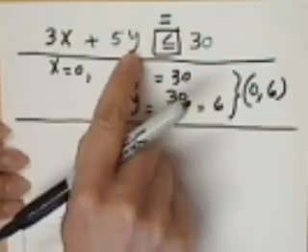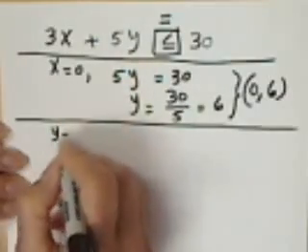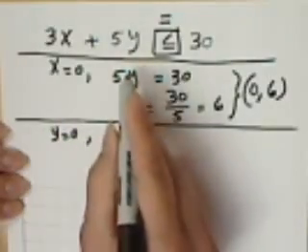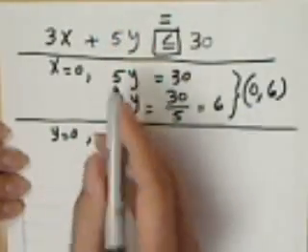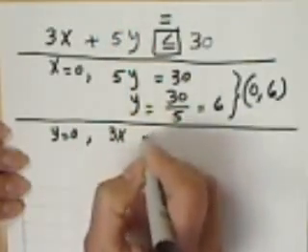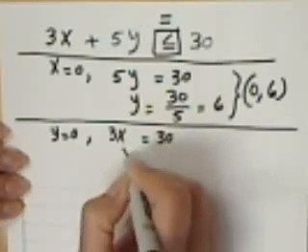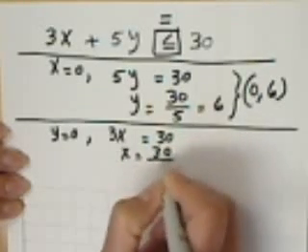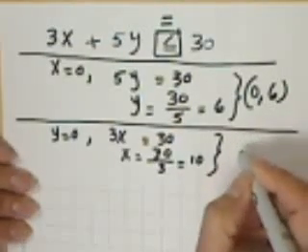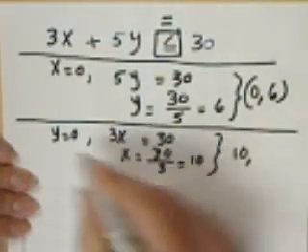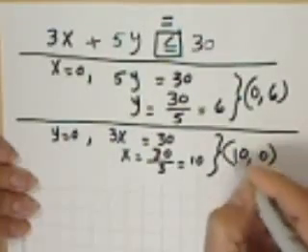Now you will set y equal to 0 and solve for x. If you set y equal to 0, then this whole term is 0. So you'll end up with 3x equals 30. So x equals 30 over 3, which is 10. So now you have generated the point 10 for x and 0 for y.